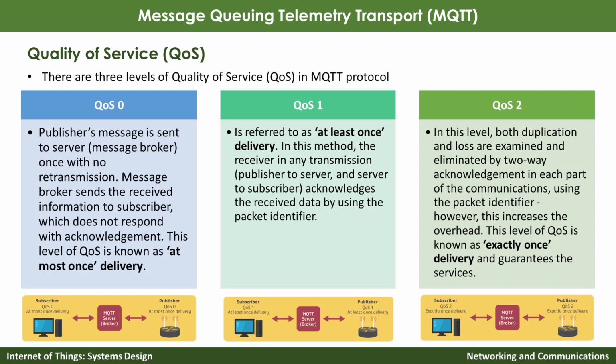The difference between QoS 1 and 2: in QoS 1 there could be duplications. In QoS 2 there are no duplications, it is only sent once, but that once is guaranteed.